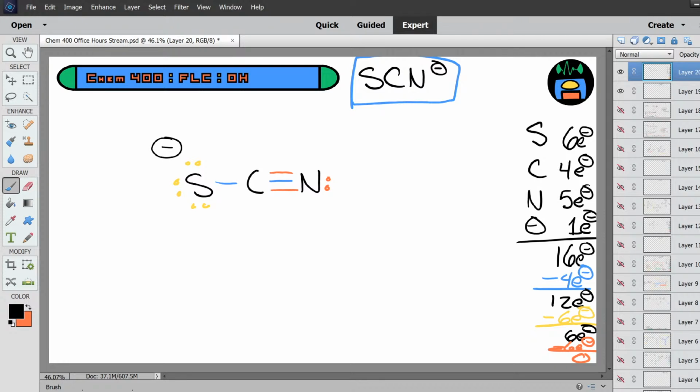That's SCN with a negative charge. It by no means is the only one. There definitely are resonance structures that you can draw. For example, you could do a double bond between sulfur and carbon, and then a double bond between carbon and nitrogen. And in this Lewis structure, nitrogen would have the negative charge. These two are resonance structures of each other. Either one is totally acceptable as an answer because they both have minimal formal charge and complete octets for every atom in the molecule.